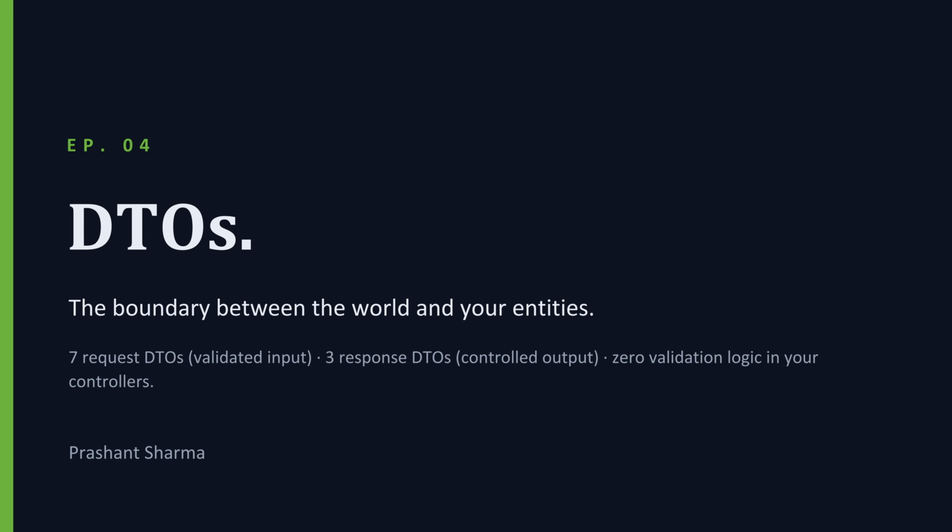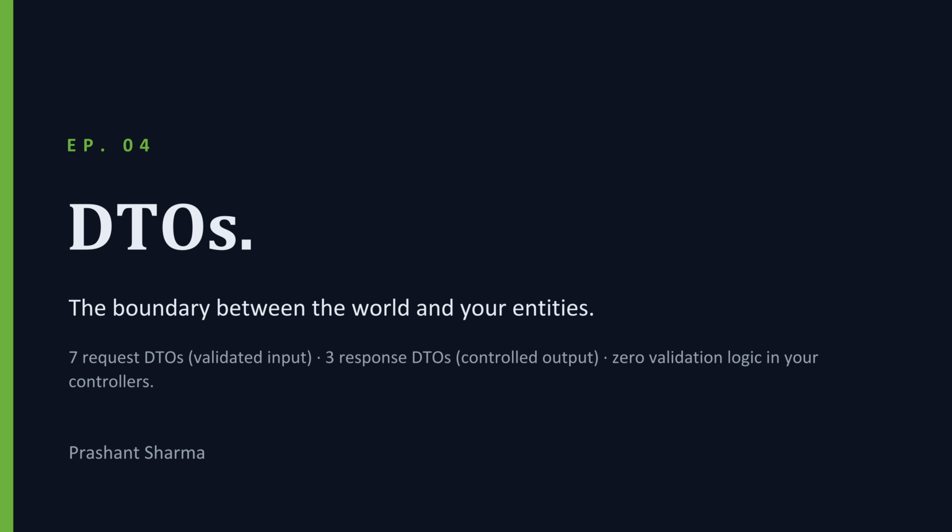On the way in, it's the shape that you will accept from the outside world, and the place you enforce your rules before that data touches anything important. On the way out, it is the shape you will expose and the place you decide what the outside world is allowed to see. Here is the rule that matters. Your API should never speak directly in entities.